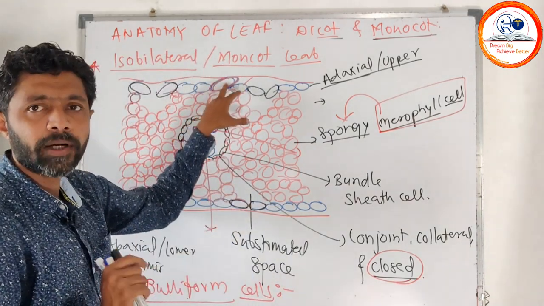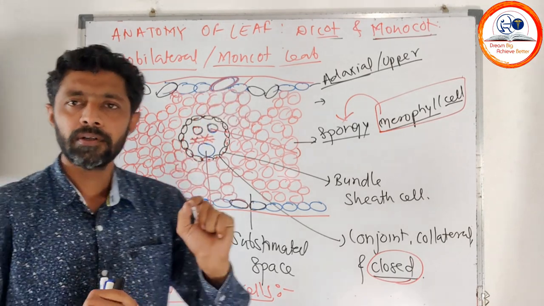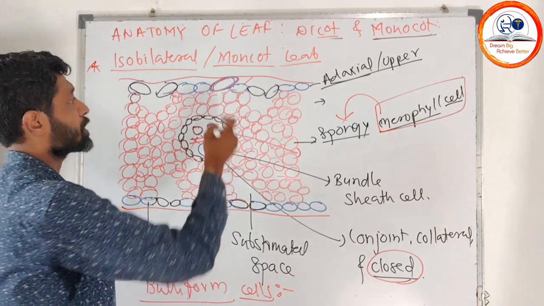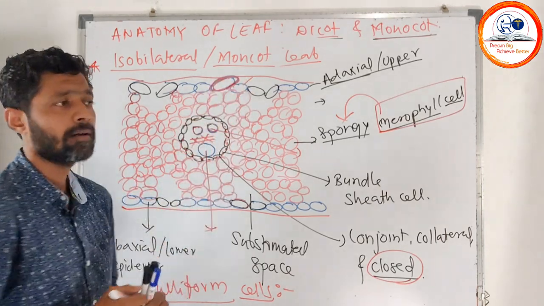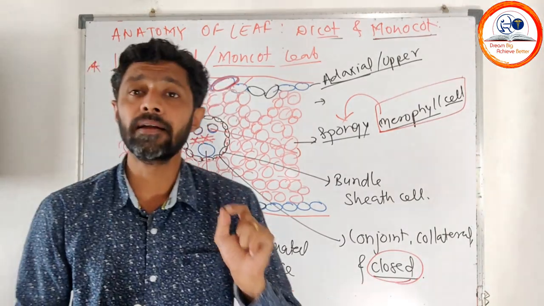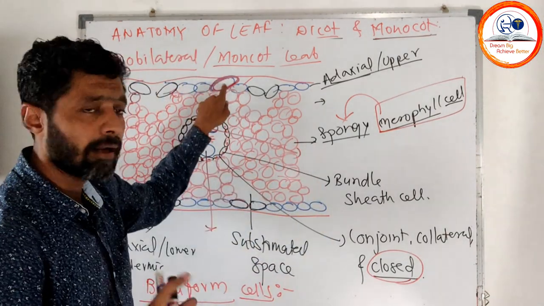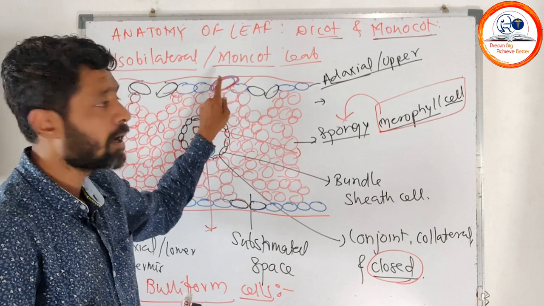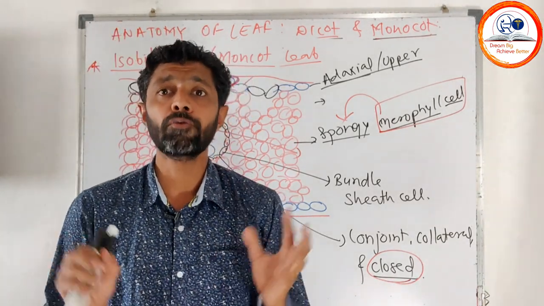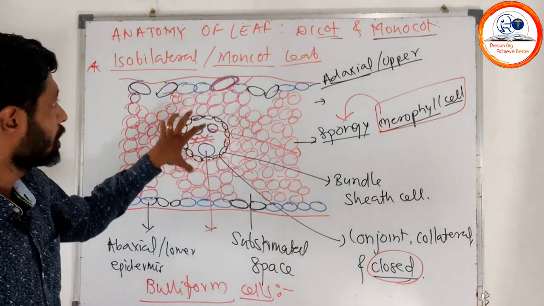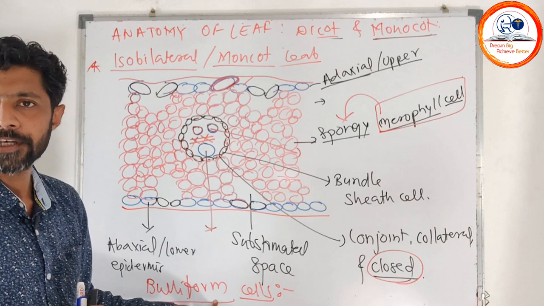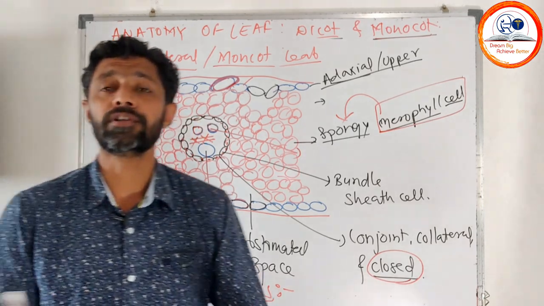The adaxial or upper epidermal surface of the monocot leaf has specialized cells. These cells are large in size. They are colorless. And these cells are specialized for controlling the water stress on the leaf. So we call these cells the bulliform cells. So how is the bulliform cell going to control the water stress?